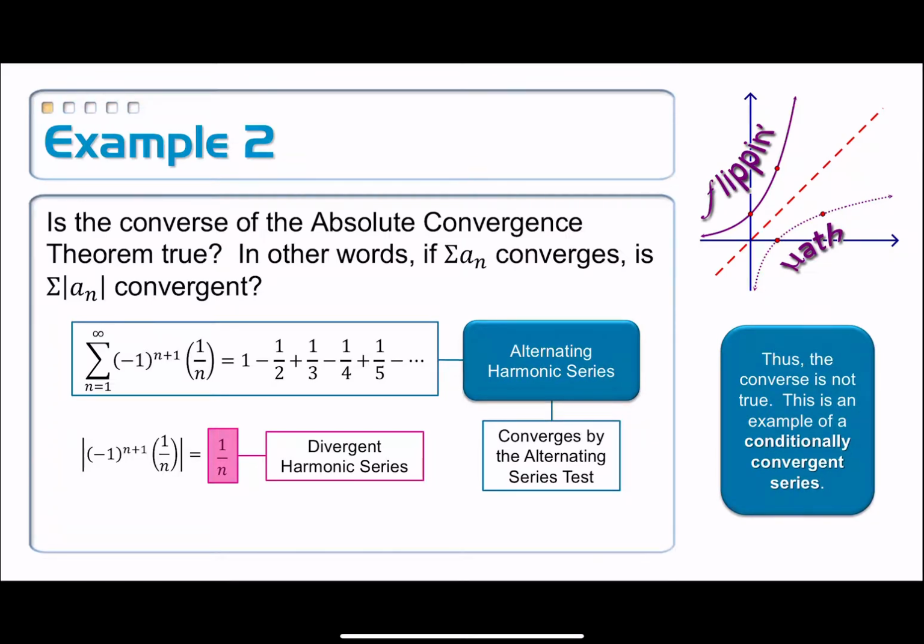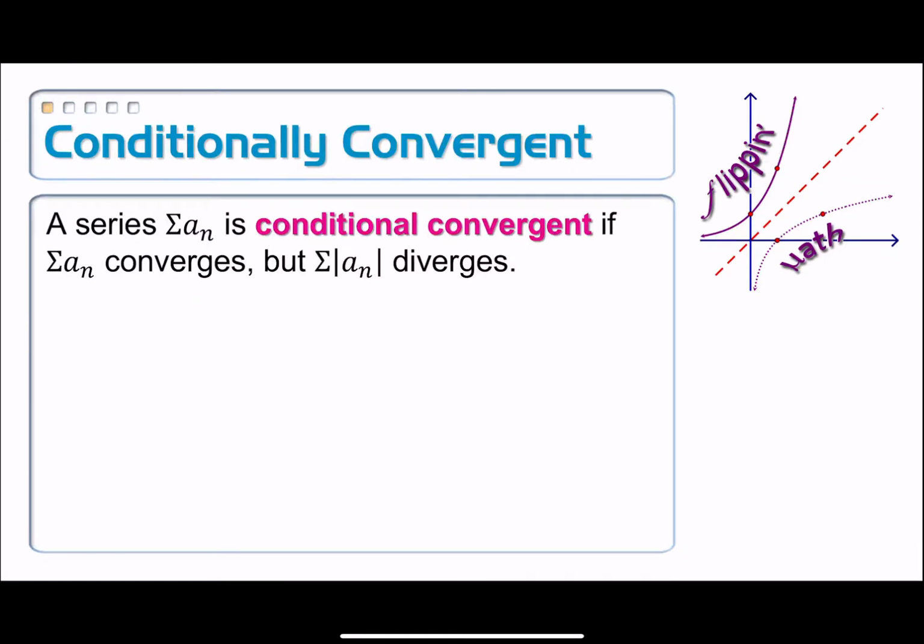In this case, we call it a conditionally convergent series. A conditionally convergent series. What is that? Well, we'll look at this next slide here. A series is called conditionally convergent if it converges, but the series of the absolute values of the terms diverges.